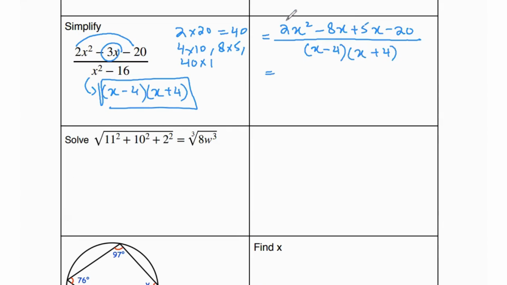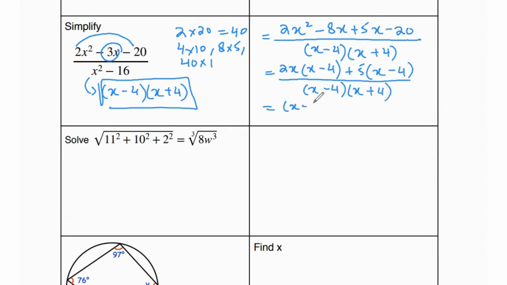Now we factor by grouping. The first two terms make one group. The last two terms make another group. So 2x bracket x minus 4 plus 5 bracket x minus 4 over x minus 4 times x plus 4. That's going to be x minus 4 bracket 2x plus 5 over x minus 4 times x plus 4. The x minus 4's get cancelled out and we're left with 2x plus 5 divided by x plus 4. That is your final simplified answer.